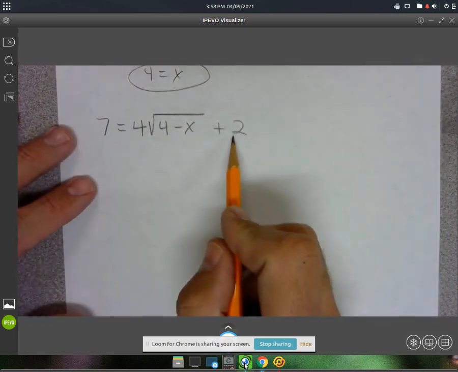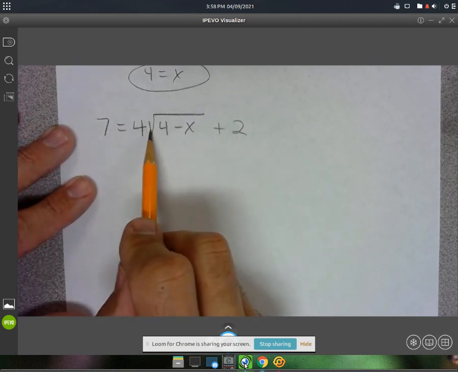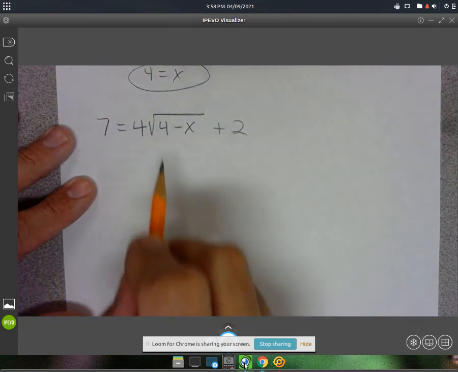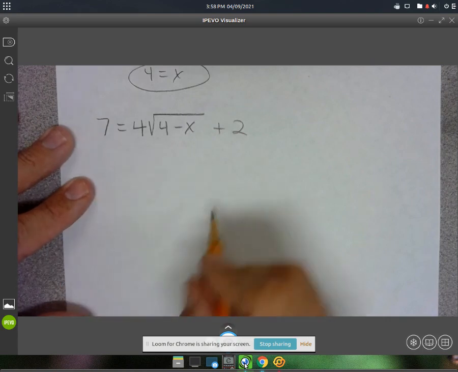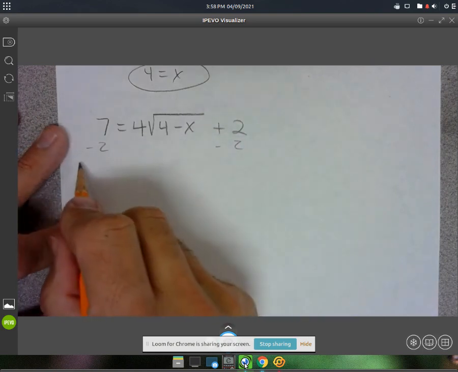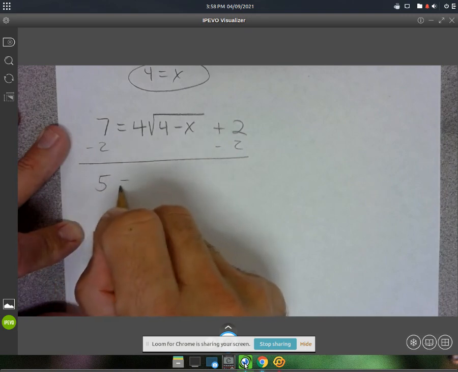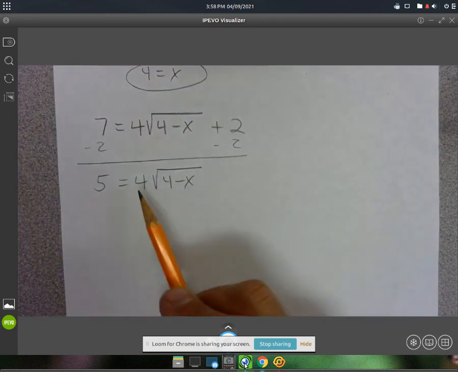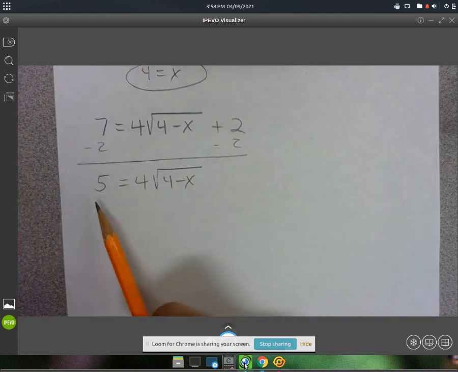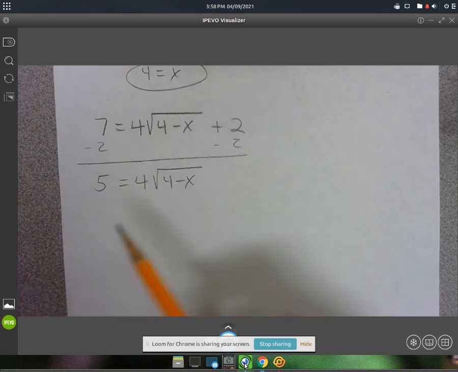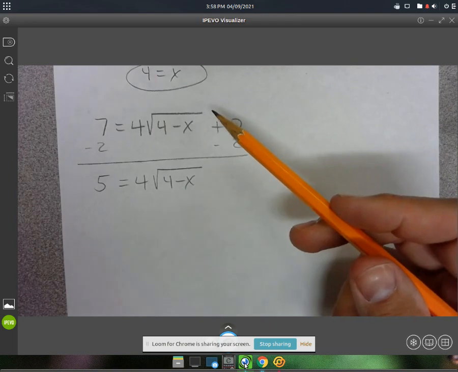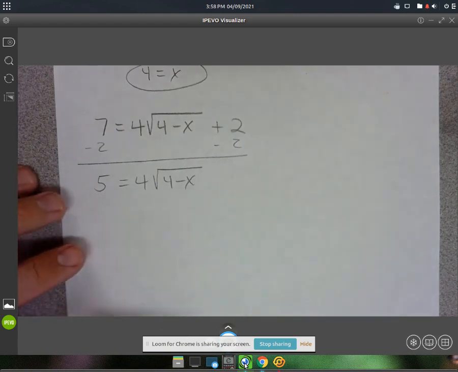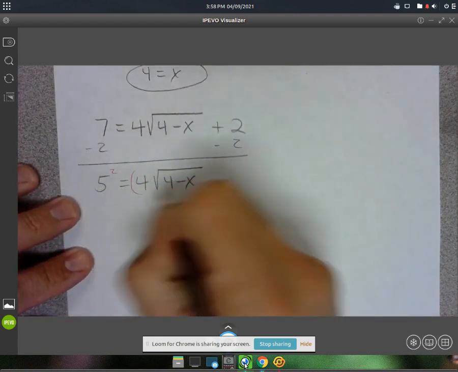All right, so for this one, what we want to do is isolate the square root. We want to get the square root part by itself, or mostly by itself anyway. I'm going to move this 2 over first. So move the 2 over. That's going to give me 5 is equal to 4 root 4 minus x. Now I could divide by 4 here. That would either give me a decimal over here or an improper fraction. And then what would happen is I would square that, so I'd get kind of an ugly answer. You can do that if you want to. I'm just going to square it the way it is. So I'm going to go ahead and square both sides here.